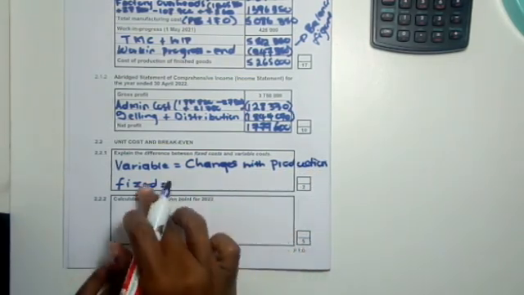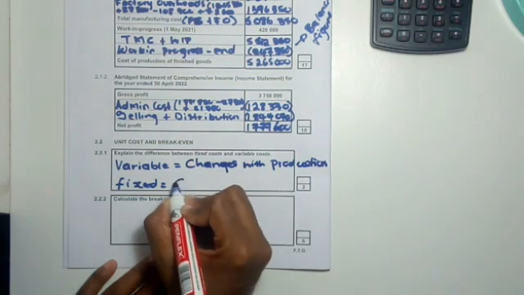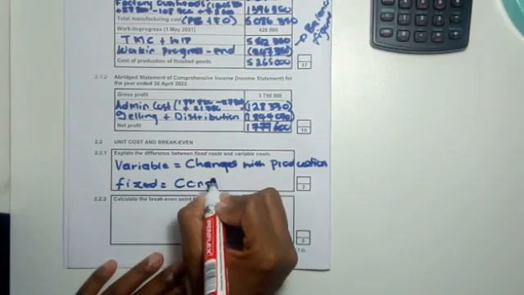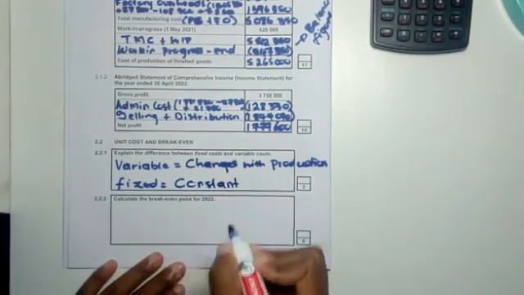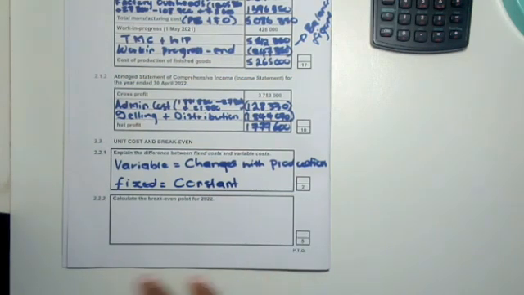And when I talk about fixed costs, they are those costs that do not change. They remain constant regardless of how much I produce. So even keeping it as simple as this, you can get your marks. Just keep simple English, straightforward and to the point.